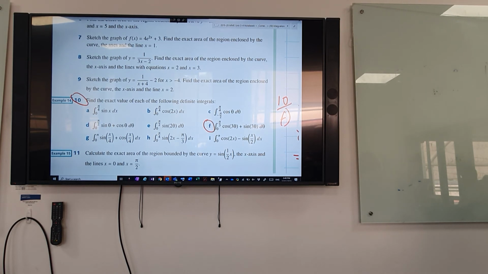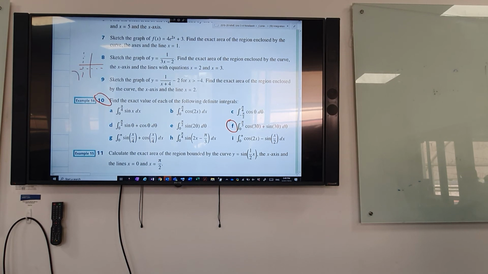Have a go at doing that one yourself actually, I'll do it with you. But you'll see, this is a rubbish sketch, but the -2 moves it down 2 like that, and the +4 moves it along 4 like this. So what you actually have is 1 there and 1 there. So it's cutting in multiple places. And when it says find the exact region enclosed by the curve, the x-axis and the line x equals 2, even though you've got 1 point here, you've still got a whole section there.